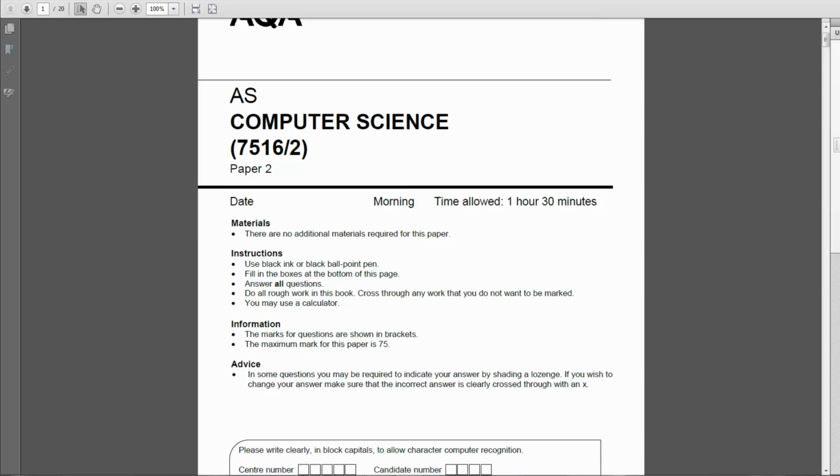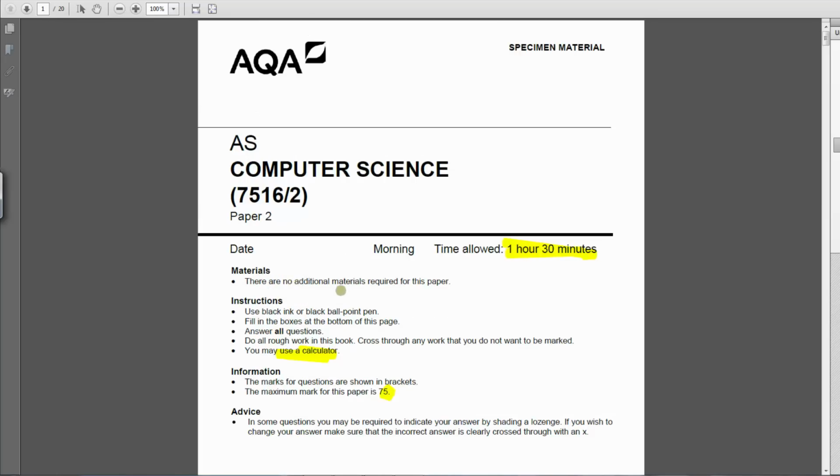So a couple of things maybe just to point out from the cover. It's 1 hour 30 minutes. I have no idea how long this will take. Obviously you will see the video so you will know. 75 marks available, and you can use a calculator, so that's probably the most important detail on the front.